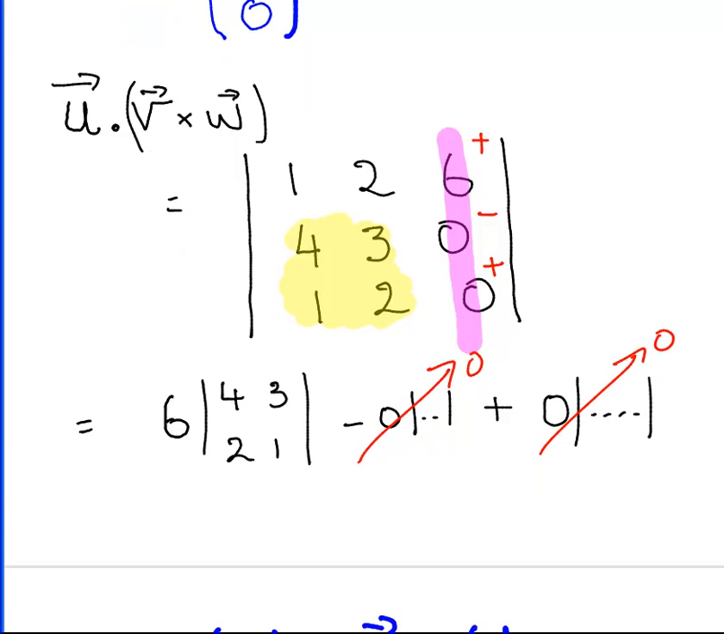So what we're left with is 6 times the determinant of that, which is 6 times (4 minus 6), which is 6 times minus 2. So the answer is minus 12. The scalar triple product is minus 12. There's a geometric interpretation of that, how to get the volume of a parallelepiped, but I'll leave that for another video. For the time being, what I'm interested in is how to calculate it in a nice, simple, orderly fashion. So that's the scalar triple product for matrices.